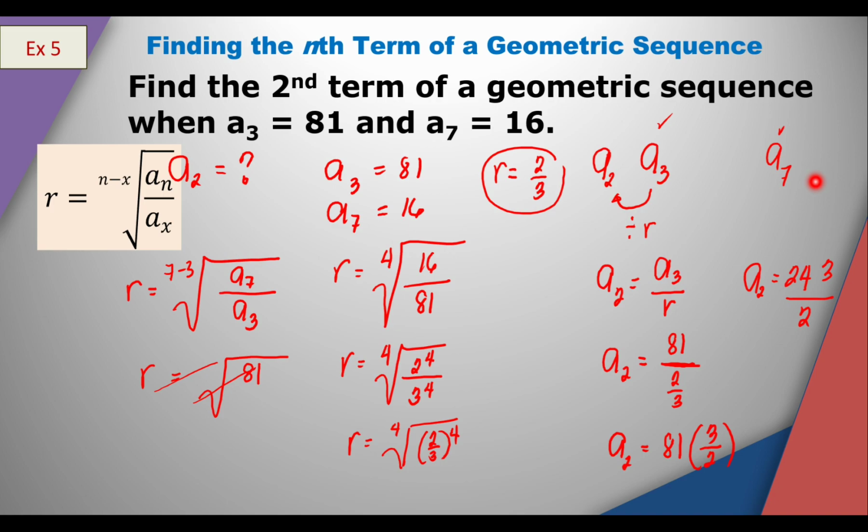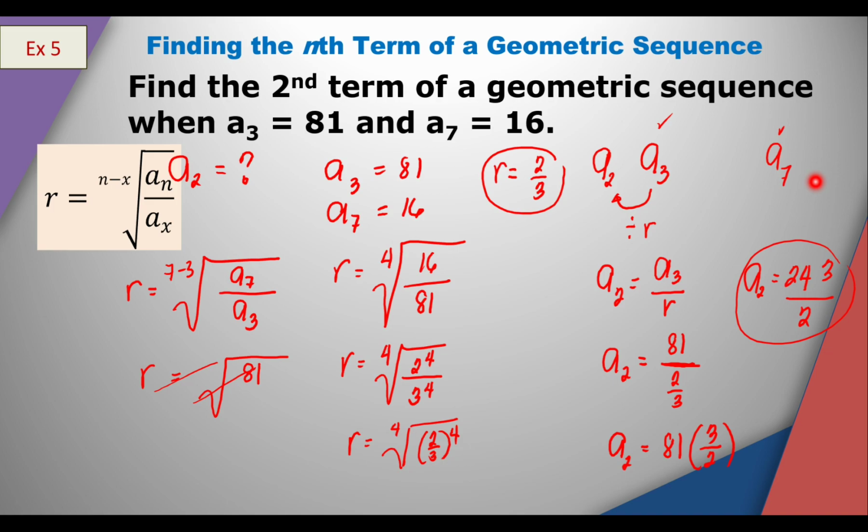Were we able to get the answer? Yes. 243 divided by 2 is a sub 2. Or, how else can you rewrite that? You can rewrite it as a decimal, you can rewrite it as a mixed number, or simply, in order that you might not be committing added error, leave it as that. We can accept that the second term will be 243 halves.